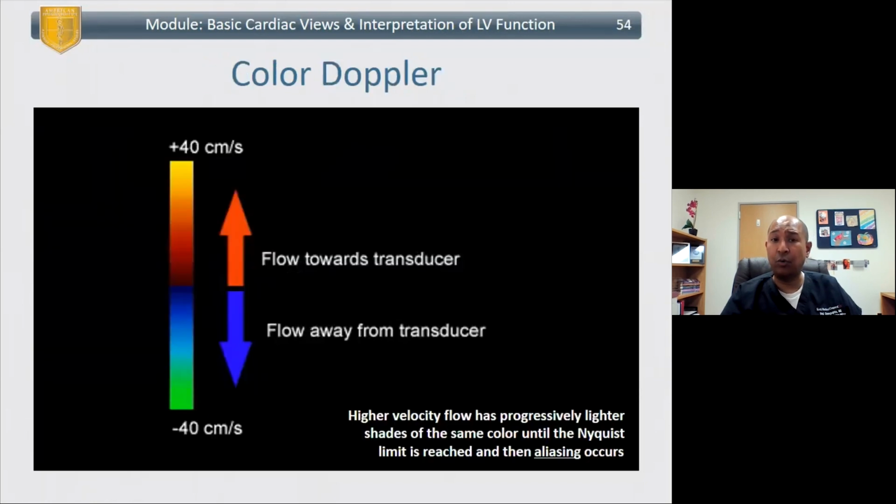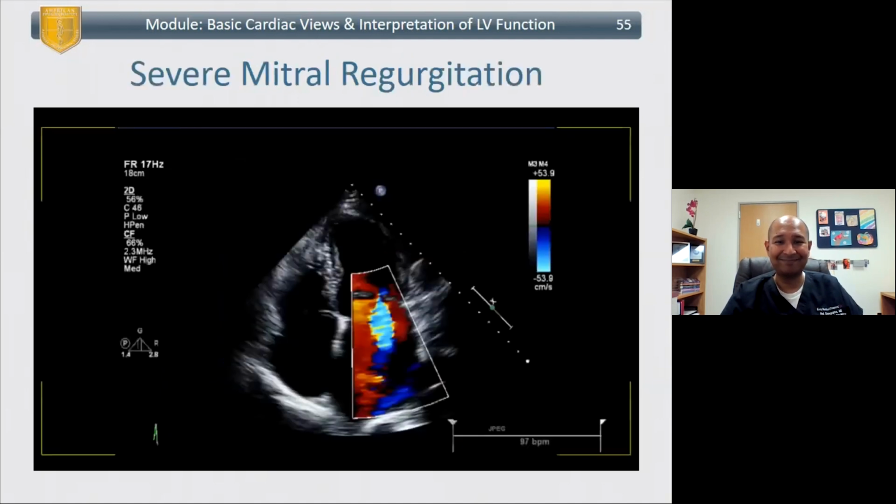And like I said, you always put some Doppler on when you're looking for any type of valvular abnormalities like regurgitation, to look for that flow when we talk about blood flow. And what a surprise, I put a picture of someone who had severe mitral regurgitation to show the usefulness of using color Doppler.